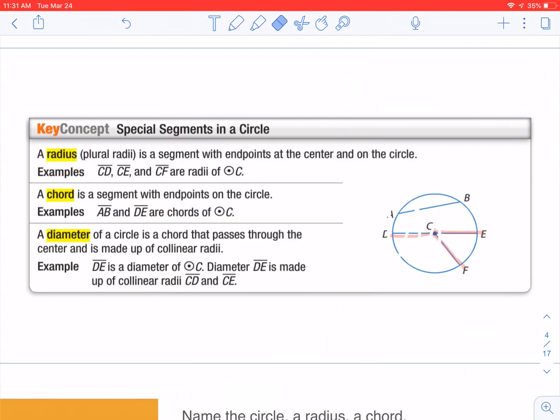Next thing we have is a chord. This is something maybe you guys haven't studied in the past. A chord is a segment with endpoints on the circle. So AB is an example of a chord. Also DE, endpoints on the circle.